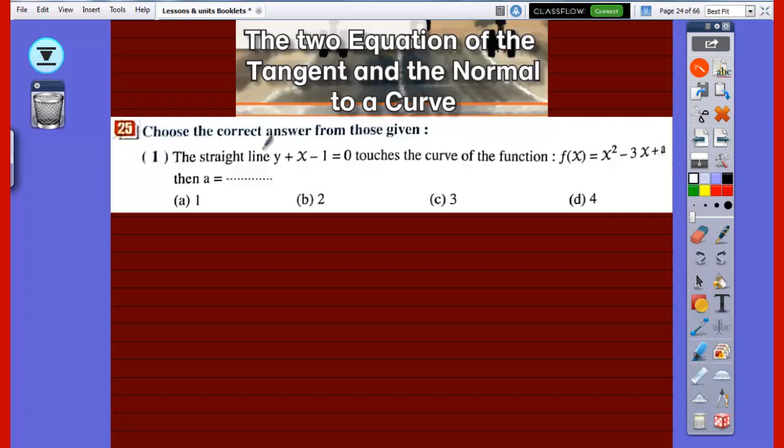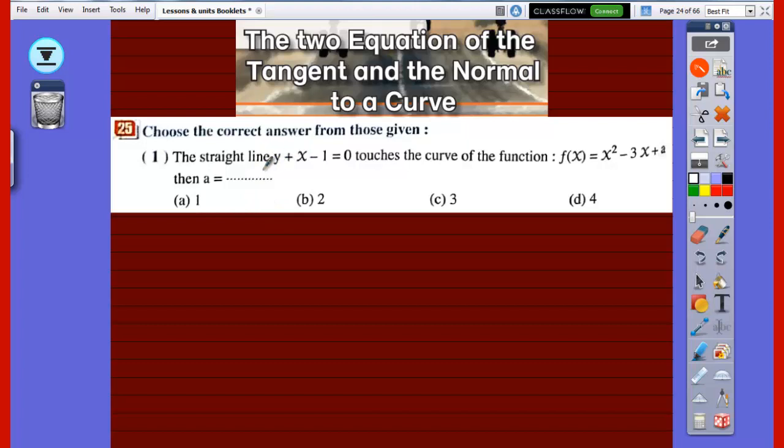25. Choose the correct answer from those given. 1. The straight line y plus x minus 1 equals 0 touches the curve of the function f of x equals x squared minus 3x plus a. Then a equals 1, 2, 3 or 4.